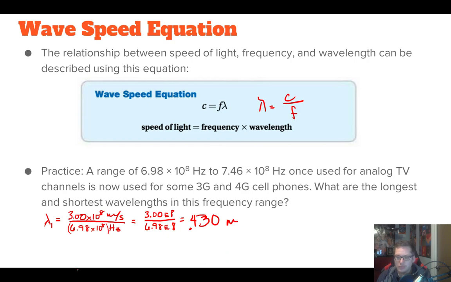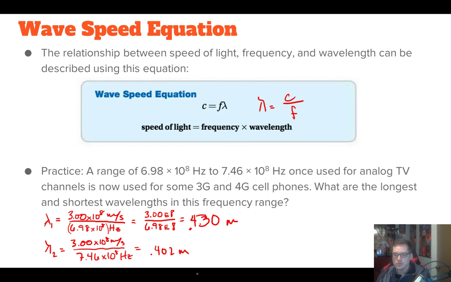Okay, 0.430 meters. And then the second wavelength would be the exact same math, so 3 times 10 to the 8th meters per second on top, and on the bottom we'd have our other frequency, 7.46 times 10 to the 8th hertz. So 3E8 divided by 7.46 E8, and I get 0.402. So those are our two wavelengths.